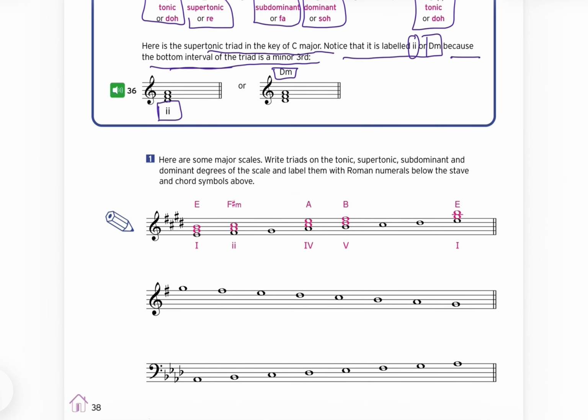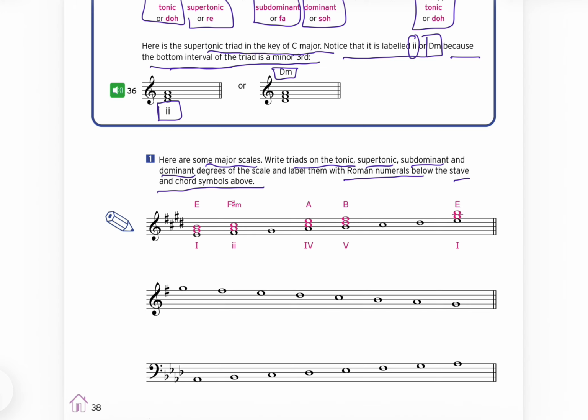What we have to do here is, there are some major scales. Write triads on the tonic, supertonic, subdominant and dominant degrees of the scale, and label them with Roman numerals below the stave and chord symbols above. We have to mention all these things, and in the first example everything is given. So we'll start with the second one.